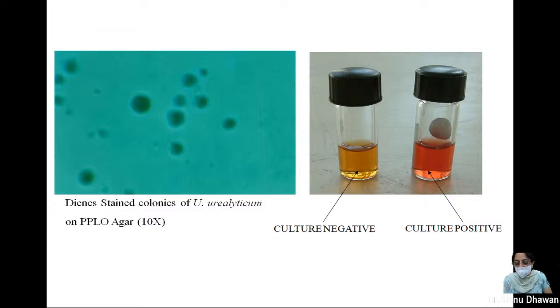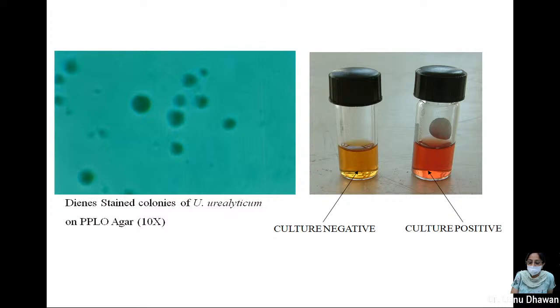So like in PPLO broth, if you have to culture Ureaplasma, then the broth is supplemented. It's the basal broth which contains yeast extract and a very important thing, that is horse serum. Horse serum is required because the organism requires cholesterol for its growth. And in addition to it, we have to add antibiotics like penicillin to prevent bacterial contamination.